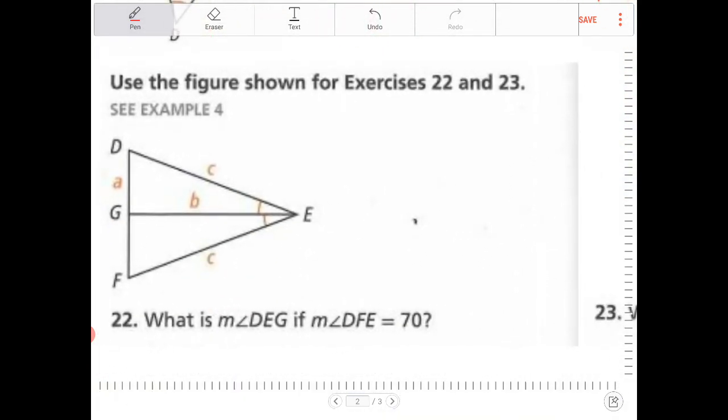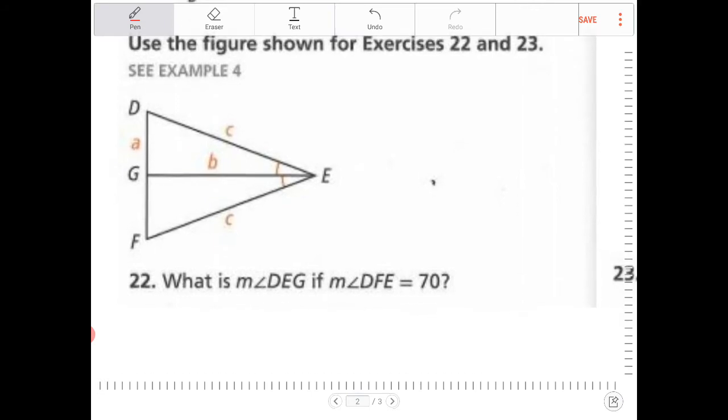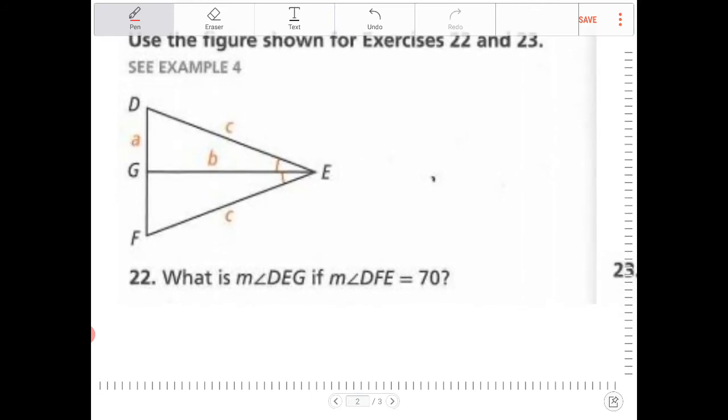Use the figure shown below to answer 22 and 23. Let's see here. 22. What is angle DEG and DFE? If DFE is equal to 70, so that means this is 70. So that means, wait a minute.